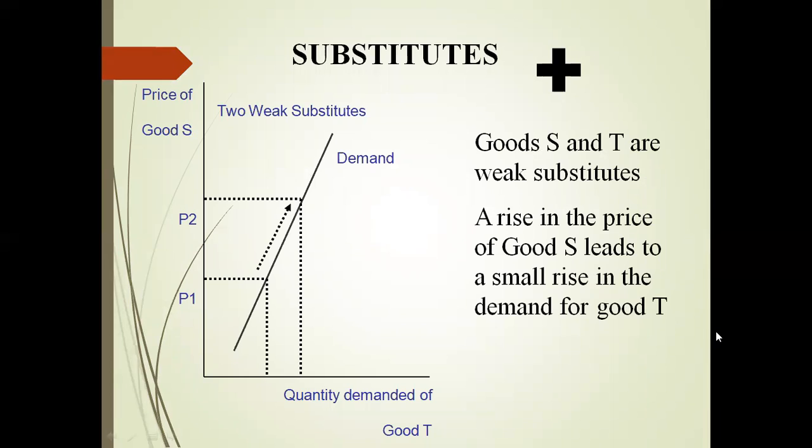For substitute products, the cross elasticity will be positive, and the demand curve, as you can see here, is upward sloping. If goods S and T are weak substitutes, like tea and coffee, then a rise in the price of good S leads to a small rise in the demand for good T.